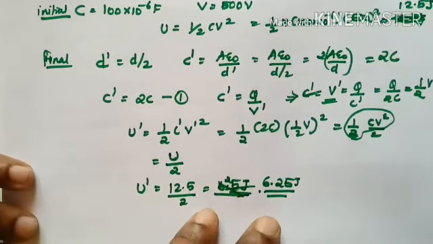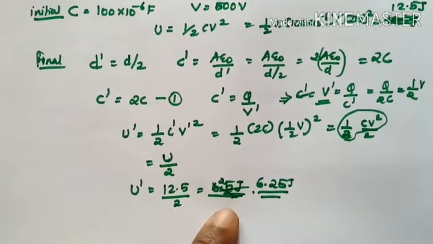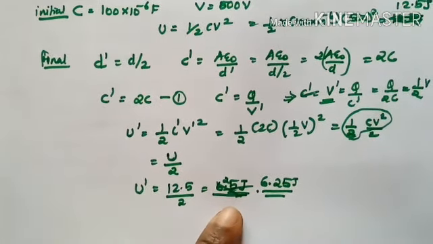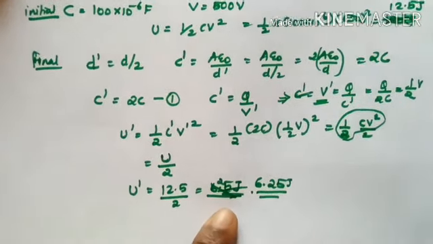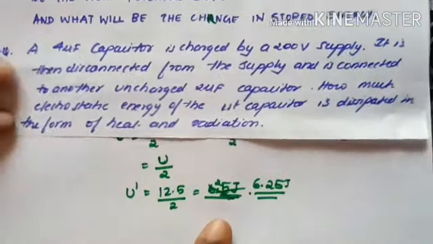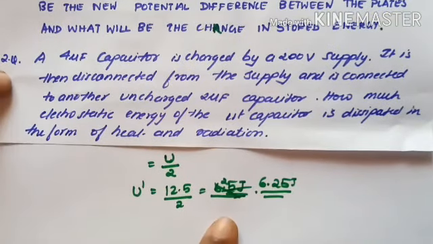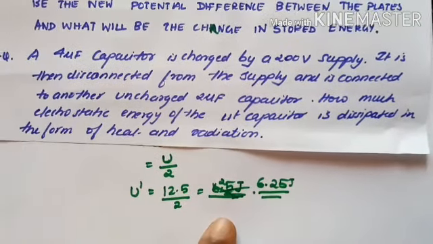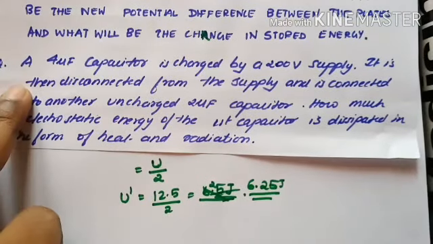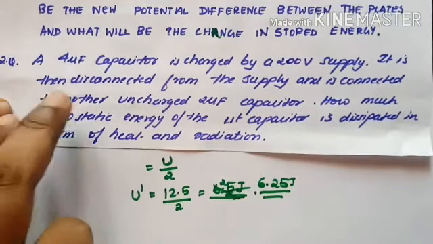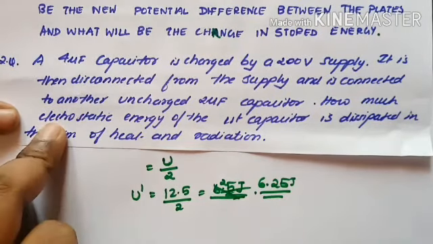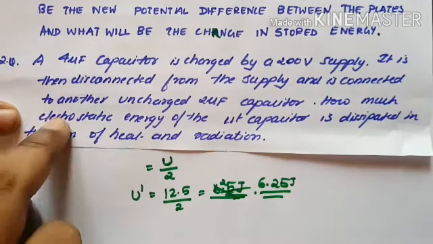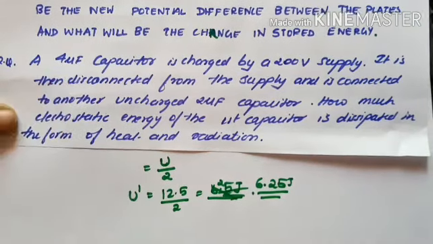Whenever you change any parameter of the capacitor, its capacitance value as well as its potential difference changes. Clear? Now let's move on to the second problem. What is the second problem? A 4 microfarad capacitor is charged by a 200 volt supply. It is then disconnected from the supply and is connected to an uncharged 2 microfarad capacitor. How much electrostatic energy of the first capacitor is dissipated in the form of heat and radiation?